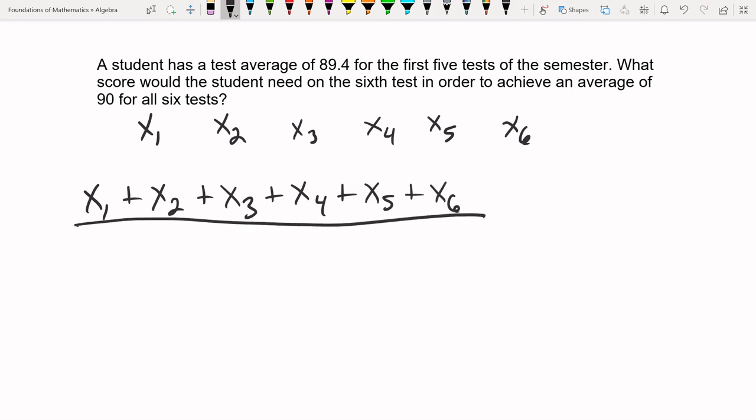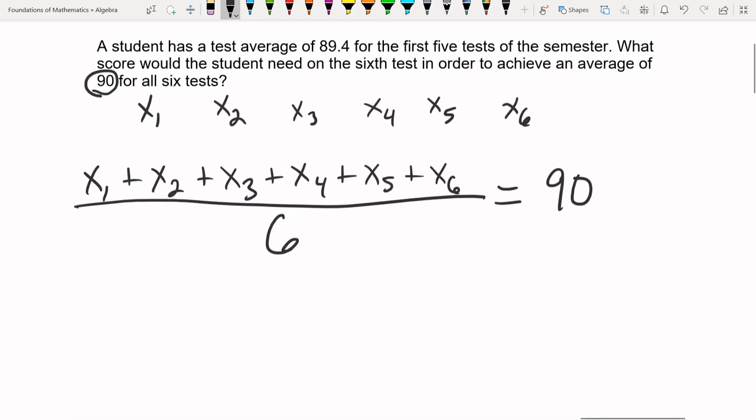How many tests are there? Well, there's 1, 2, 3, 4, 5, 6 tests. And that gives you the average. Well, we want an average of 90, which means this thing must equal 90. The question is how do we find the variables? We have 6 variables here. We need to have some way of simplifying this so that we can actually find an answer to this.